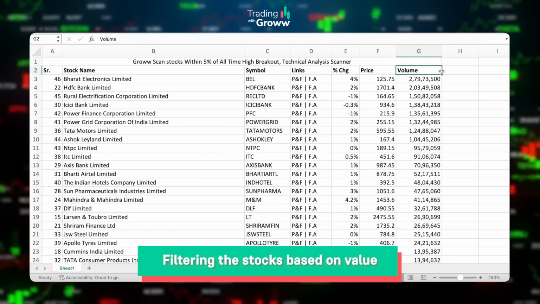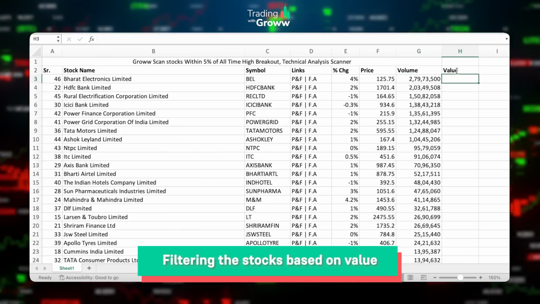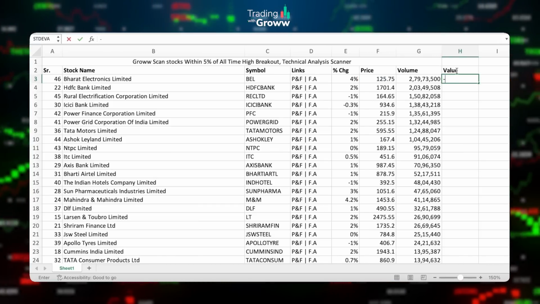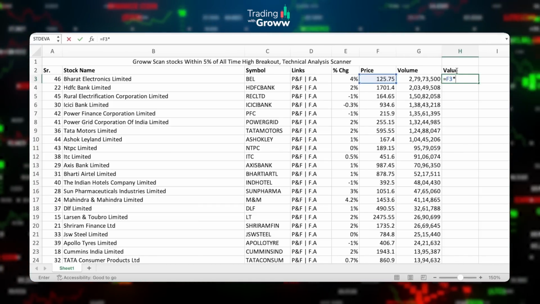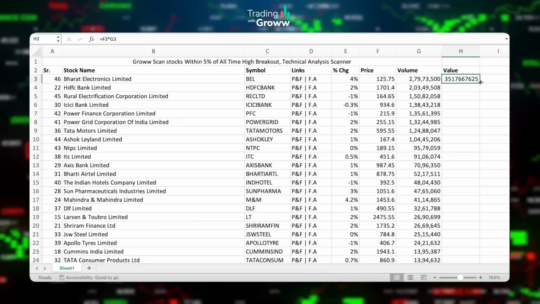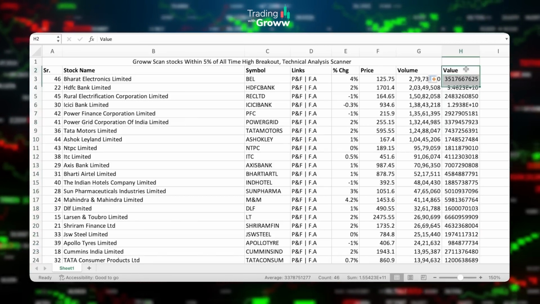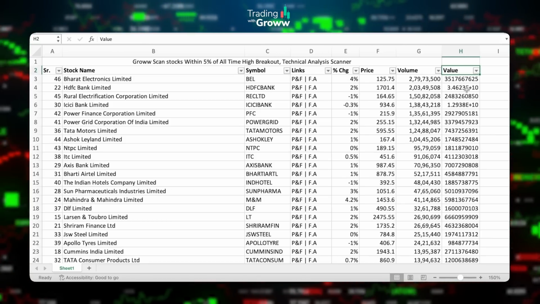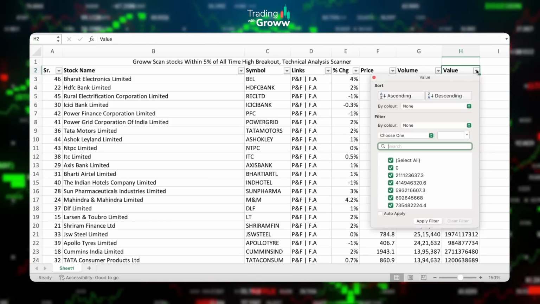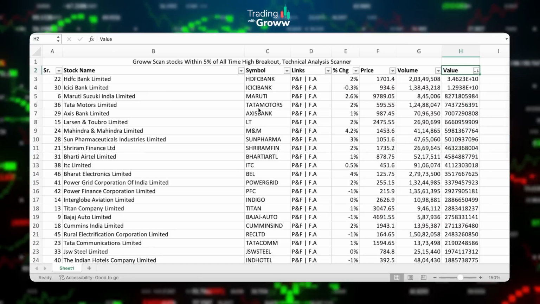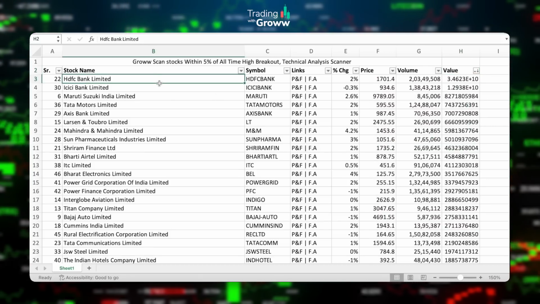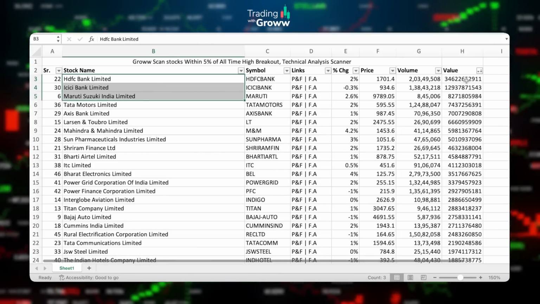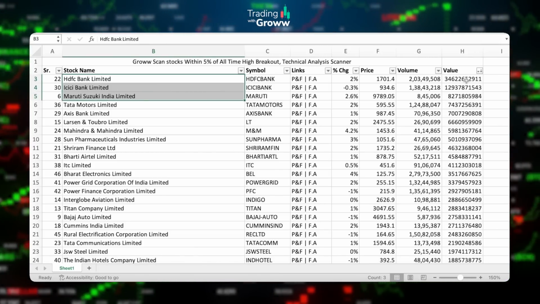So instead of directly relying on volumes, we are going to rely on value. Value is nothing but multiplying the price with the volume. So I'm doing that, and then I'm copy-pasting the same formula to all the rows. Now I want to shortlist the top 2 or 3 stocks based on the highest value. As you can see, HDFC Bank tops the list, ICICI is next, and Maruti is third, as per the top 3 with the highest value in terms of volume and price.